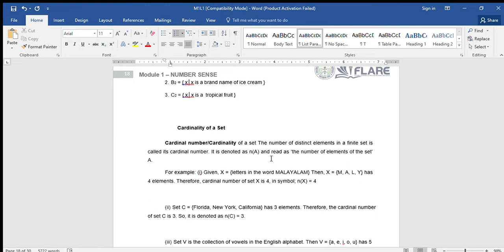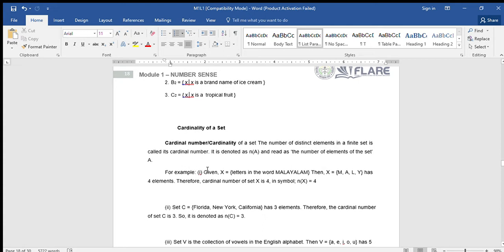So again, ang tawag no cardinal number or cardinality kay kung naatay finite set, mabilang na nato ijang mga number of elements since it's finite. So ang number of elements or distinct element in a finite set, itawag na nato siya na cardinal number or cardinality. And we denote that as n of A and read as the number of elements of the set A.